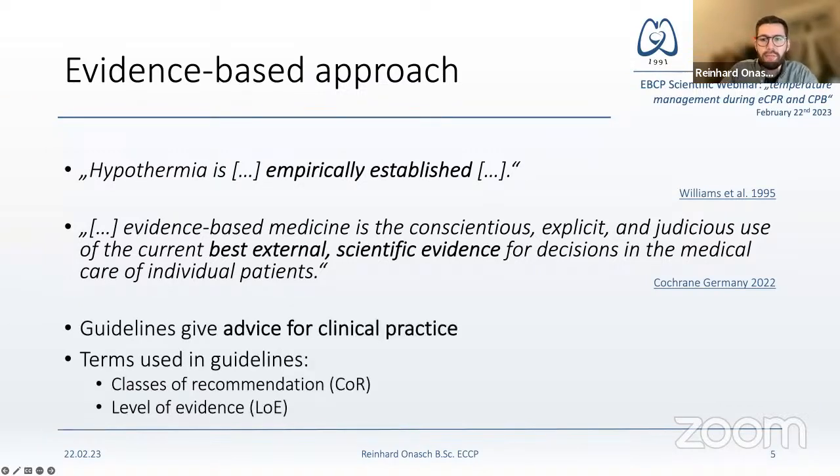Guidelines summarize the best scientific evidence on a particular topic. They are great for advising clinical professionals. The recommendations made in guidelines are usually described by a class of recommendation and a gradation of the level of evidence of the underlying literature.